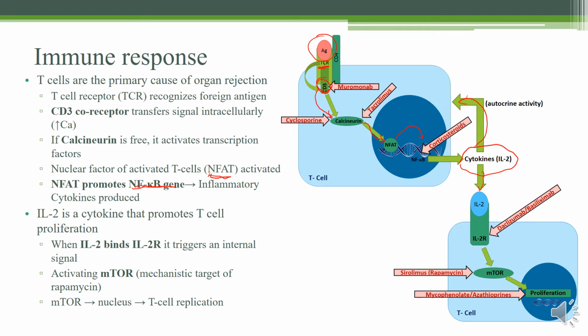So here's how it would work. IL-2 will actually bind onto an IL-2 receptor, of course. And this IL-2 receptor has an internal signal that activates mTOR. Now mTOR is going to be very important because this is where we're going to use another drug called rapamycin. mTOR just means the mechanistic target of rapamycin. As you can see over here, that's the brand name of Sirolimus. So what mTOR is going to do is go into the cell and work on nuclear factors, and these nuclear factors will cause T cell proliferation.